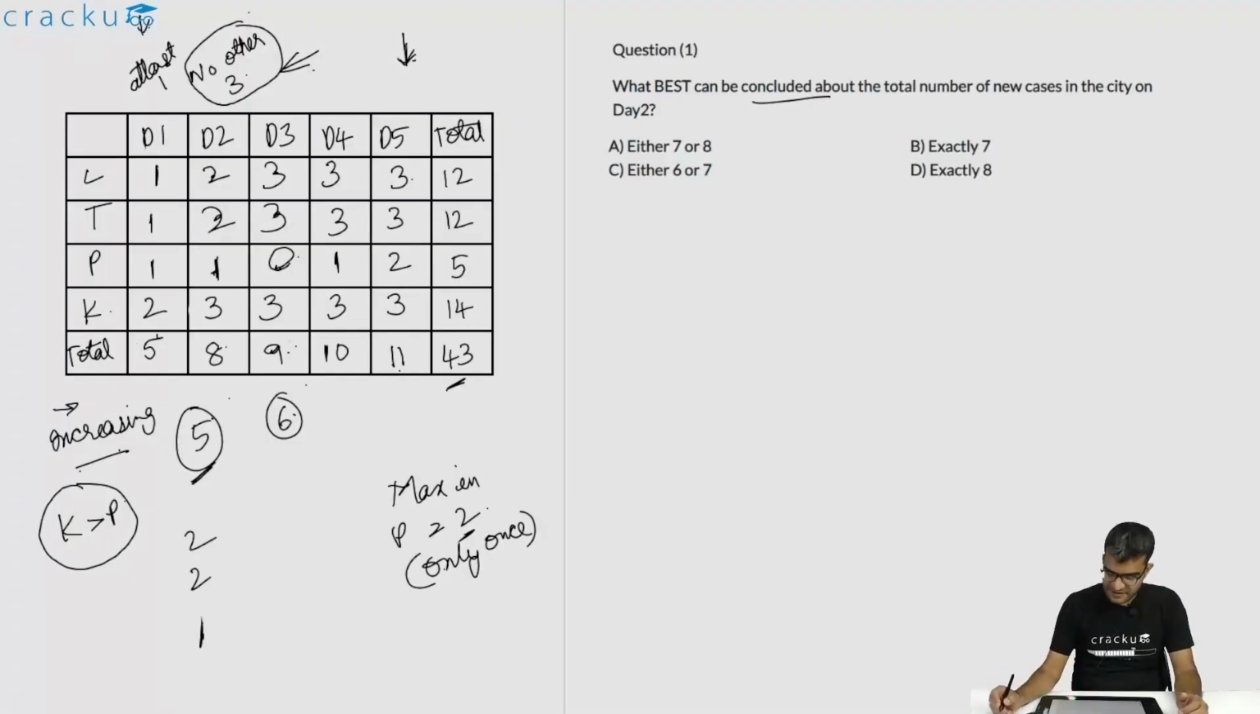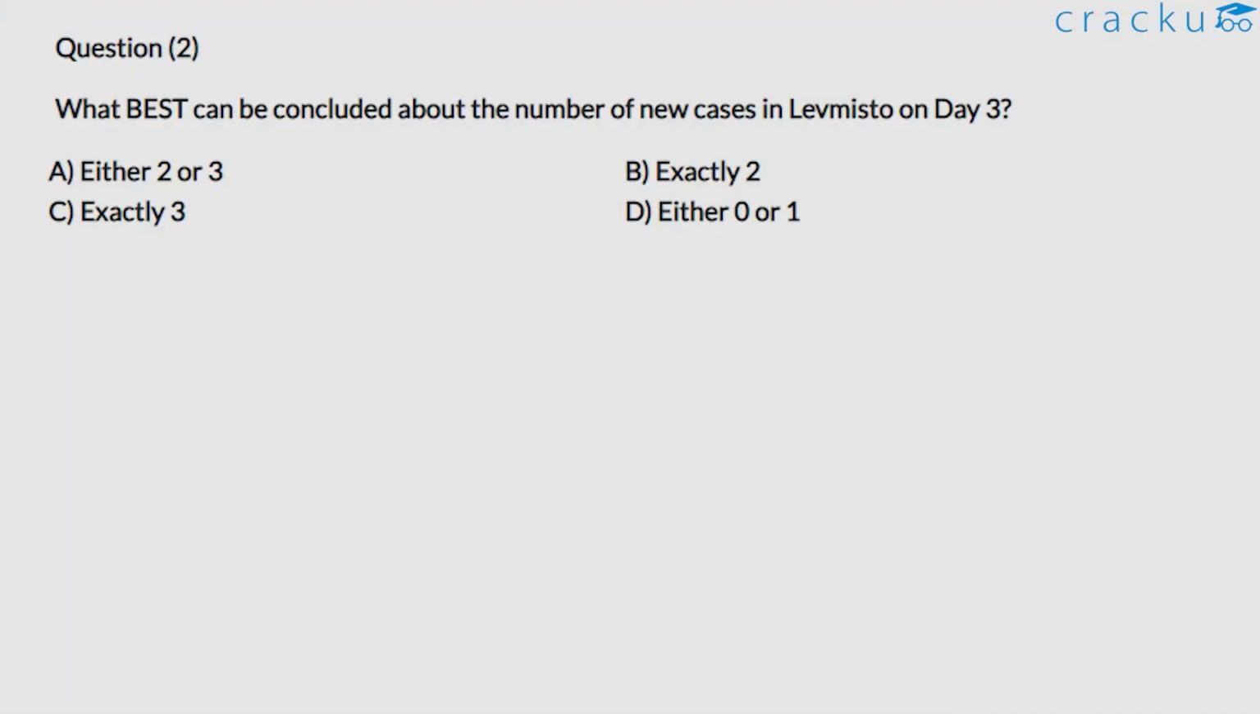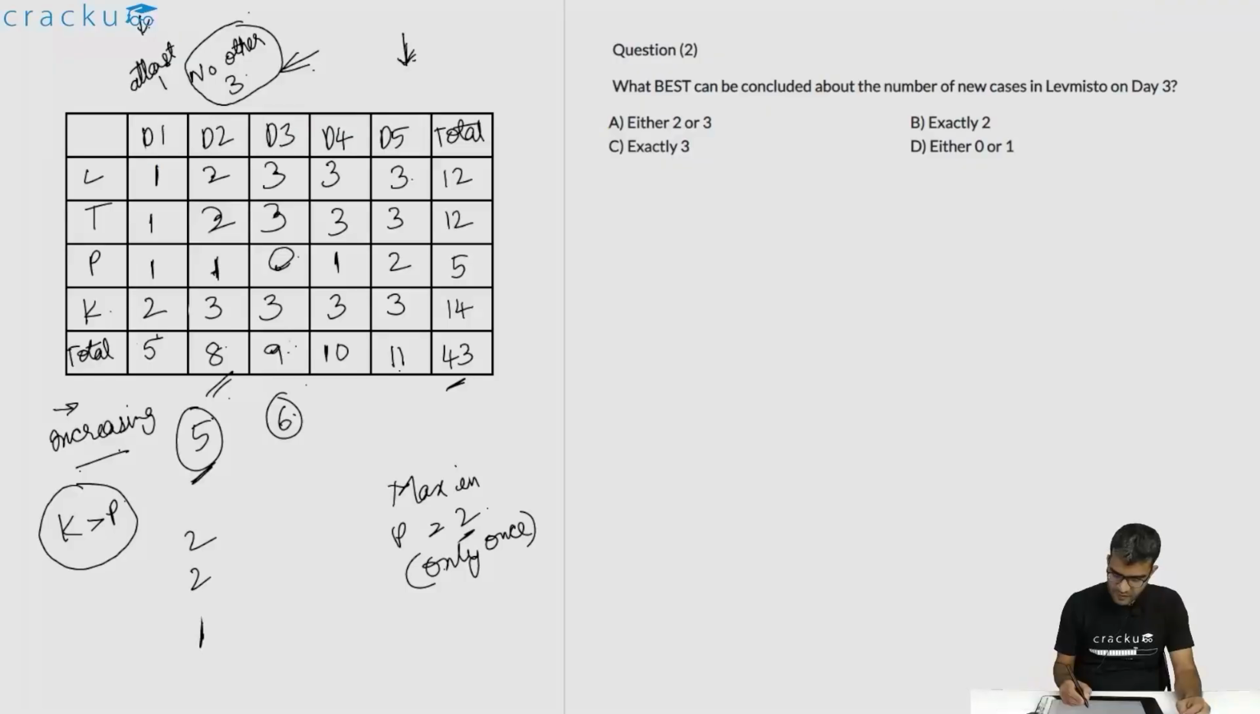What is the best that can be concluded about the total number of cases in the city on day 2? That will be equal to 8. What best can we conclude about the number of cases in live on day 3? This one is exactly 3.